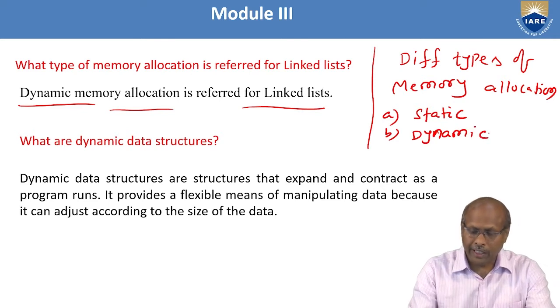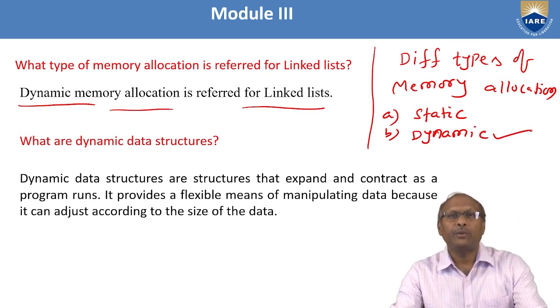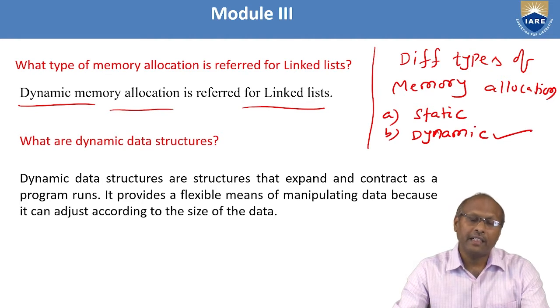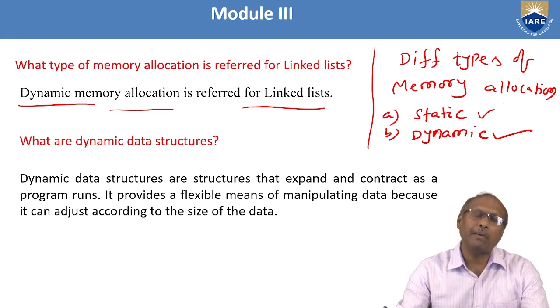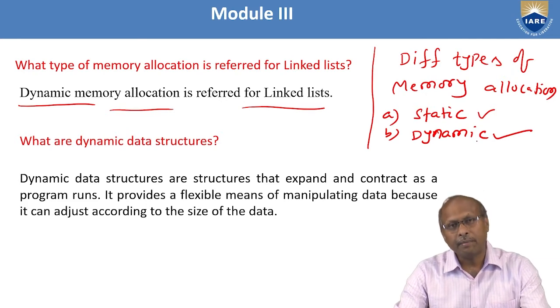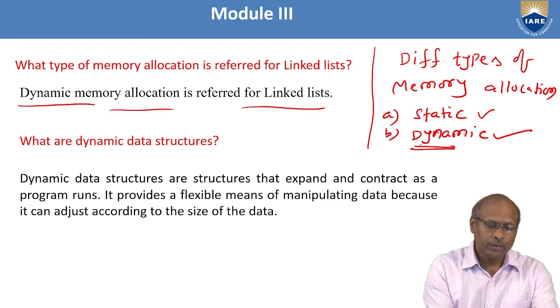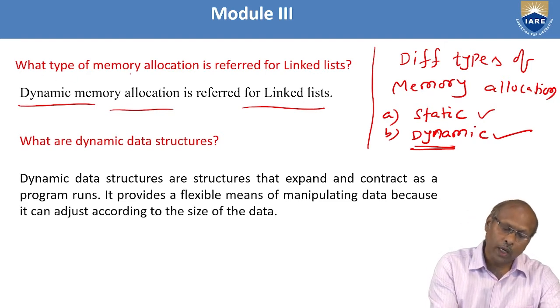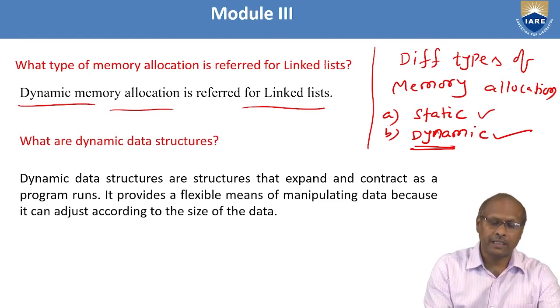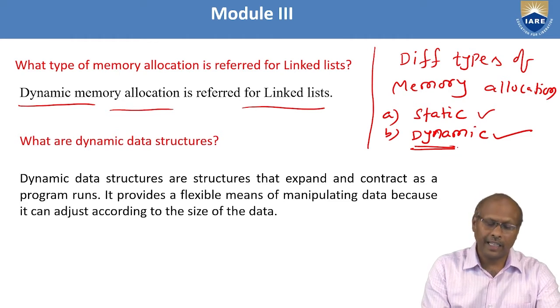So our linked list follows dynamic, whereas your normal variable, normal array follows static. That means the memory which is allocated during compile time, that is static allocation. The memory which is allocated during runtime, that is dynamic allocation. So as far as the question here is concerned, what type of memory allocation is referred to linked list? Linked list follows dynamic memory allocation.